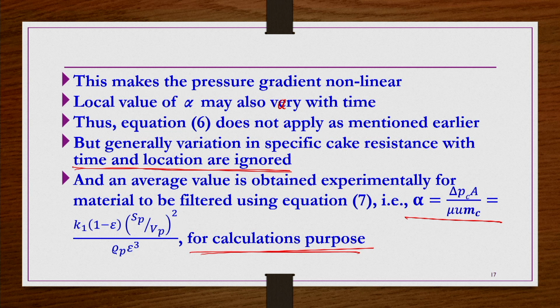In order to know the variations with respect to pressure, for different pressure drops you do the experiments, you calculate alpha, and then you can have a relation between alpha as a function of pressure drop. So, that will give the compressibility information of these compressible cakes, though we ignored the influence of duration of filtration and location.